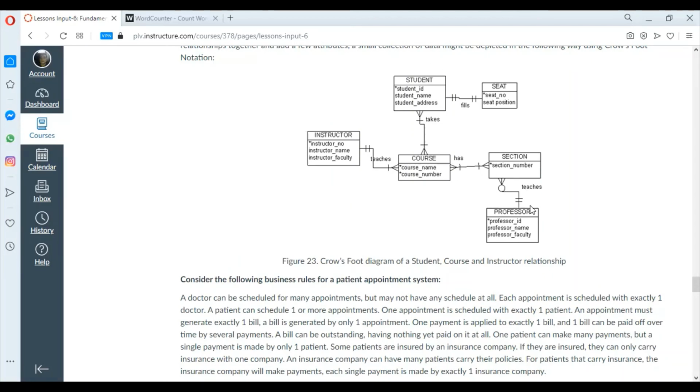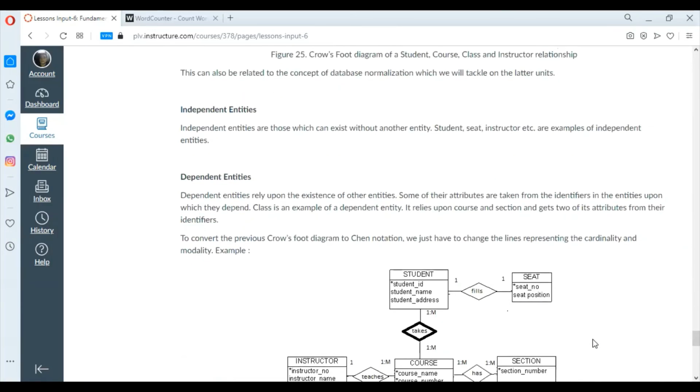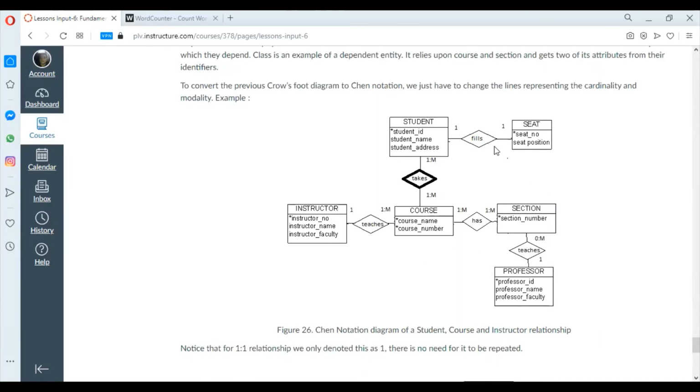Okay, from this diagram, if we are to convert it into a Venn diagram, this will be the result. Notice that in some instances, with regards to the modality, specifically the relationship of one is to many, in order for us to denote that particular modality, do not forget to include the colon symbol.